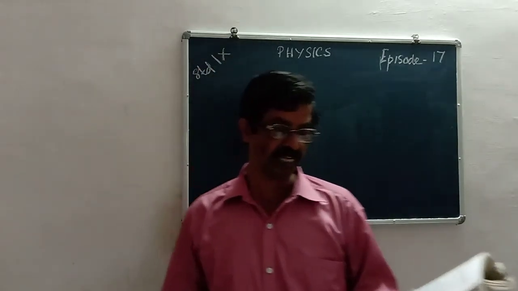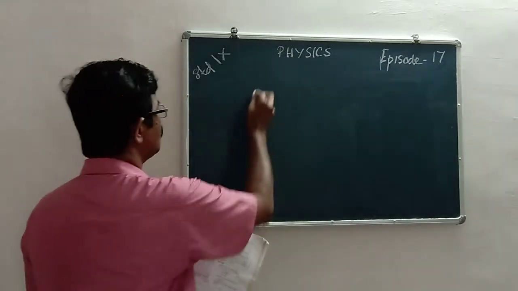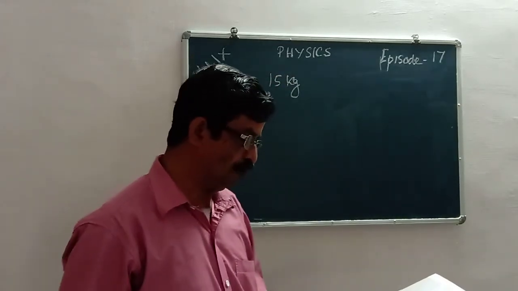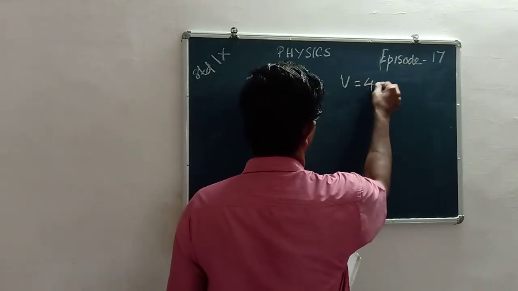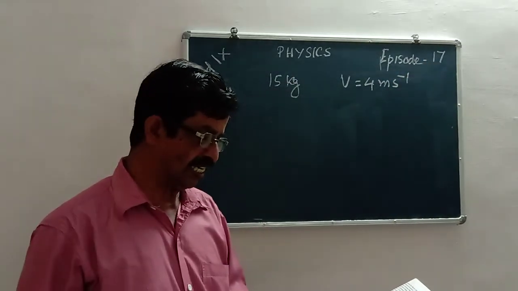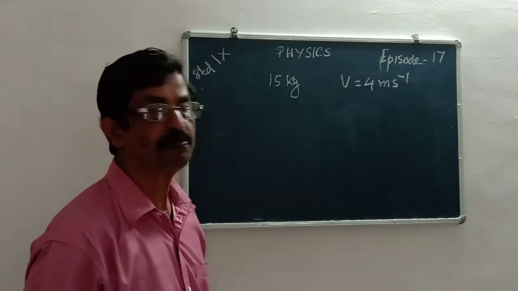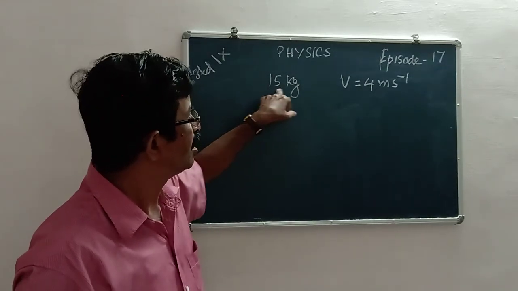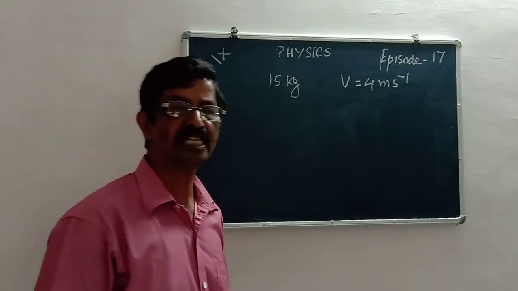The first question given is: an object of mass 15 kg is moving with a uniform velocity of 4 meters per second. What is the kinetic energy possessed by the body? An object of mass 15 kg moving with a velocity of 4 meters per second. What is the kinetic energy possessed by the body?